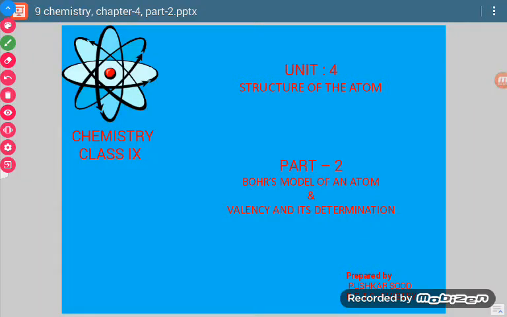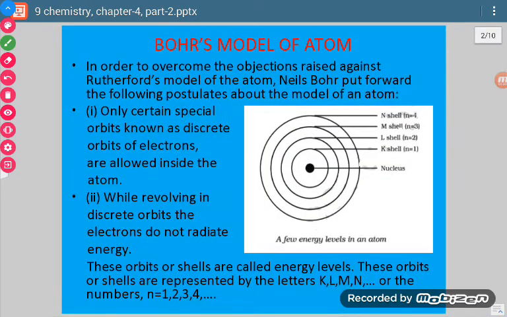Good morning, students. So today we are going to discuss the second portion of the fourth unit. In this we are going to study two important things. One is Bohr's model of an atom and the other is valency and how to calculate the valency of an atom. Okay. So first of all, let us start with Bohr's model of an atom.